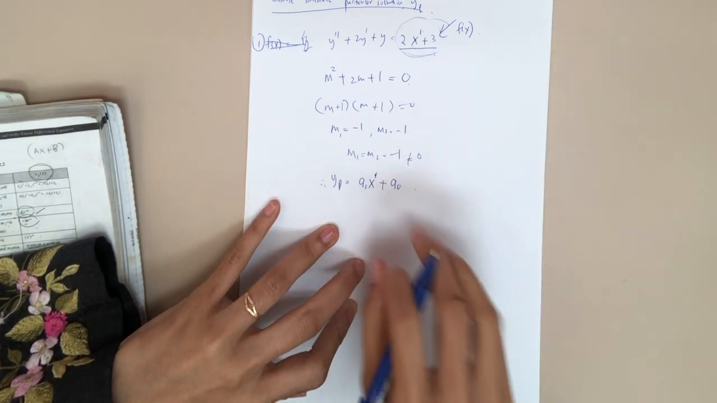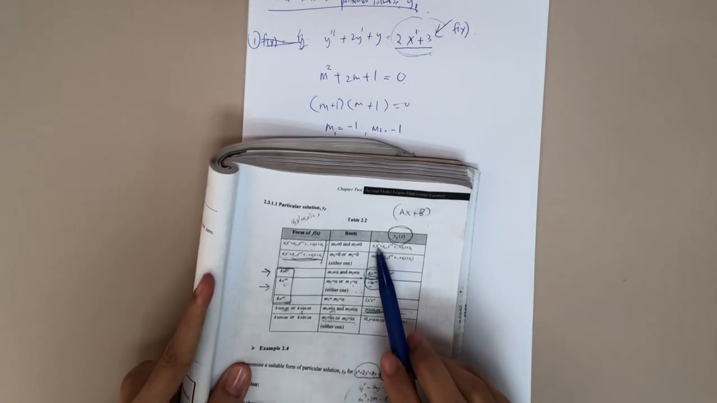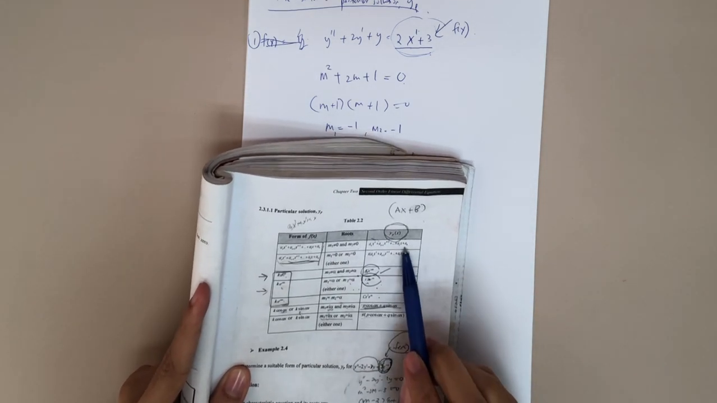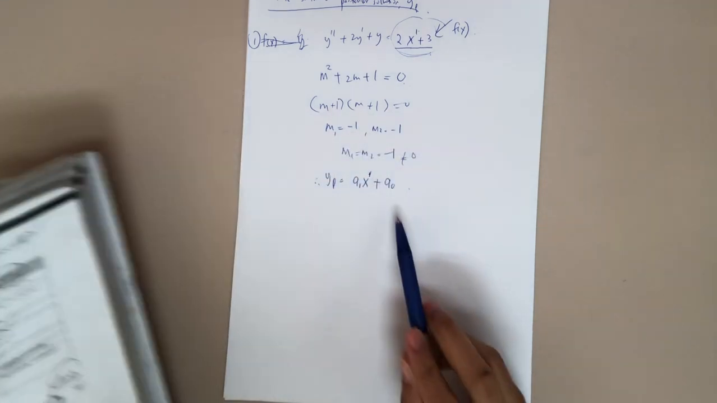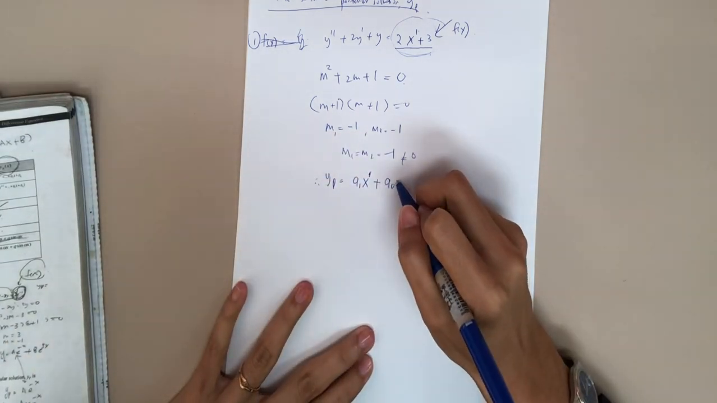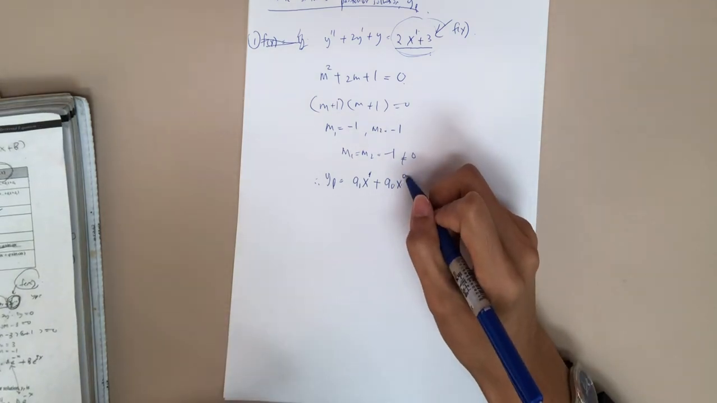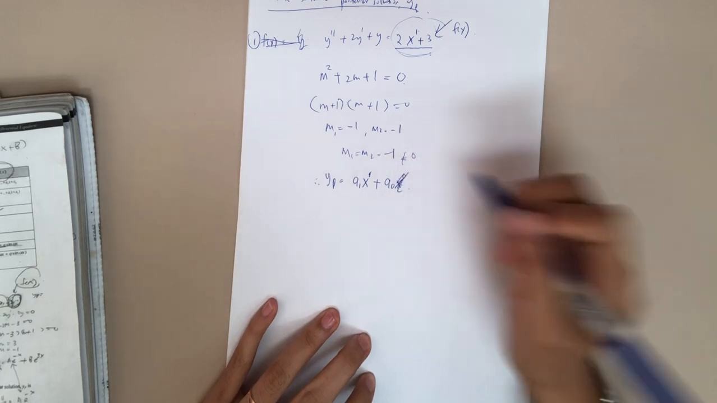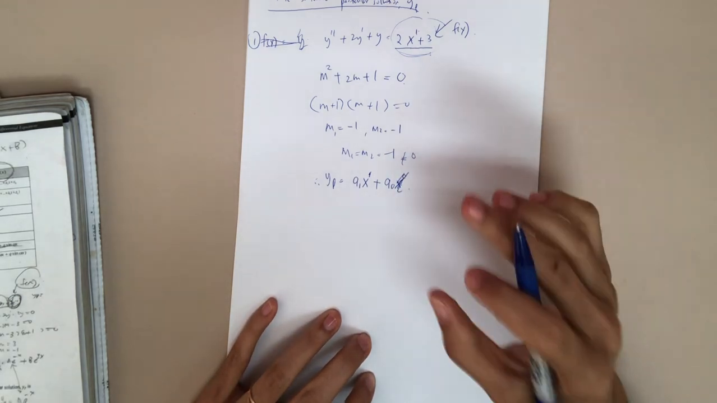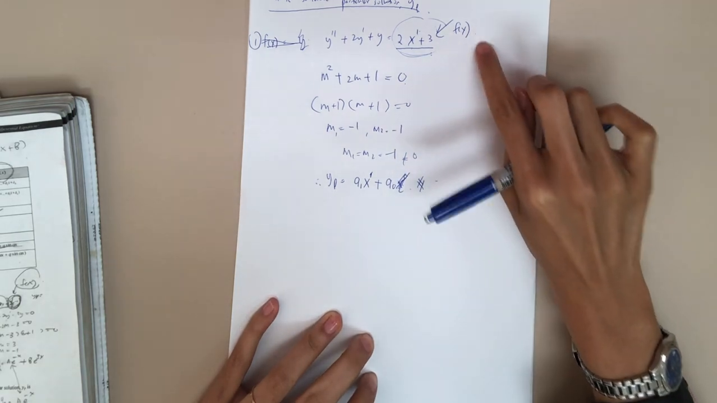It means the sequence must be followed. If here it is x^n, at the end it must be a0. It must end with a naught, because a naught is actually a naught times x power 0, and x power 0 is 1. So we just write a naught. Alright, so this is the yp for this equation.